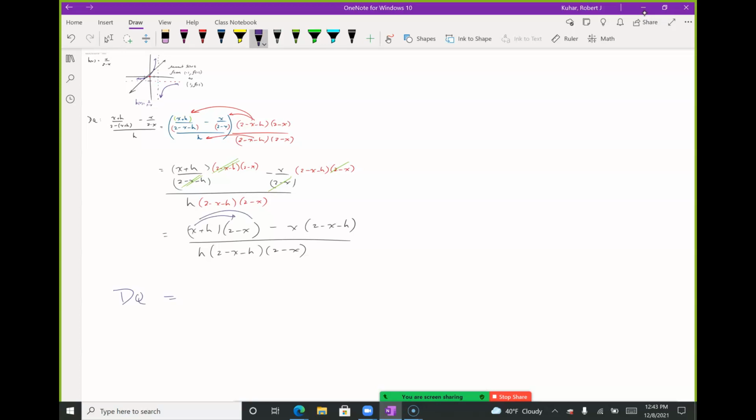So you don't have to copy me here. You're just racing me, really. I'm just doing all that distributing. And I see a bunch of things cancel. Everything without an h better cancel, right? In fact, even some things with a factor of h cancel.